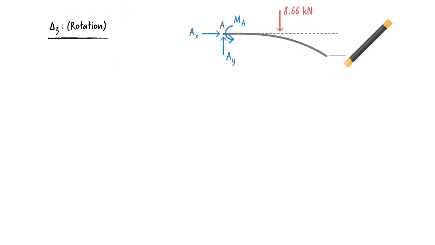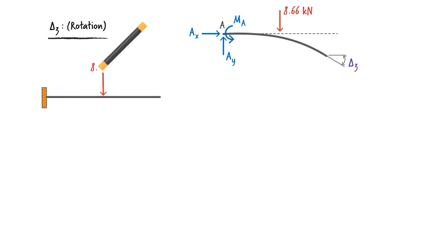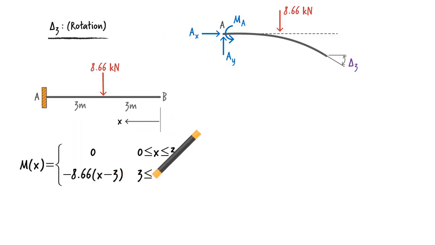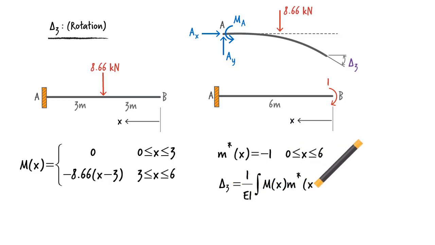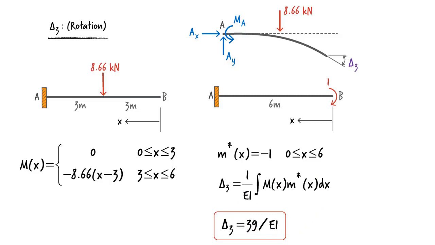Delta 3 is the rotation at B due to the vertical component of the applied load. So, we need to write the moment equation for the beam using the applied load, and the moment equation due to a unit moment placed at B. That gives us 39 over EI for delta 3.